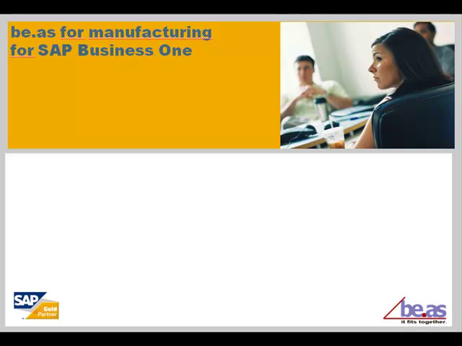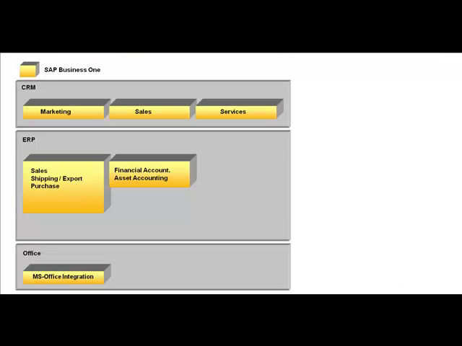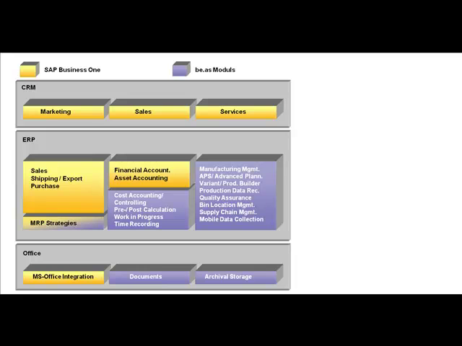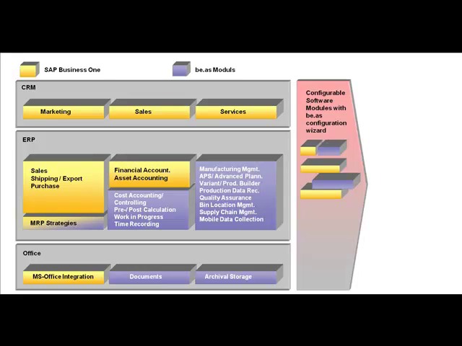Be.as industry solutions for manufacturing and supply chain management are certified as enabled by SAP Business One. Be.as has been designed and developed for SAP Business One. Standard modules and functions are used. They have been extended to cover the specific requirements of different industries. The complete solution can be configured with a configuration wizard.